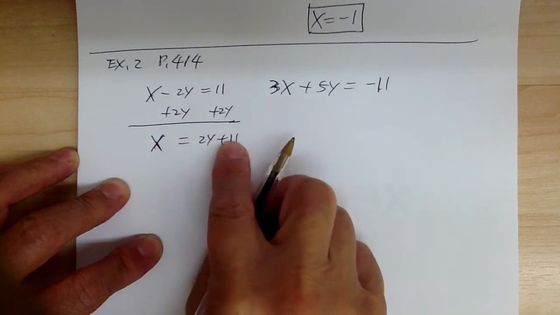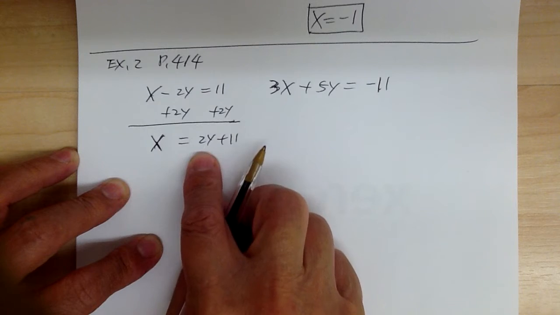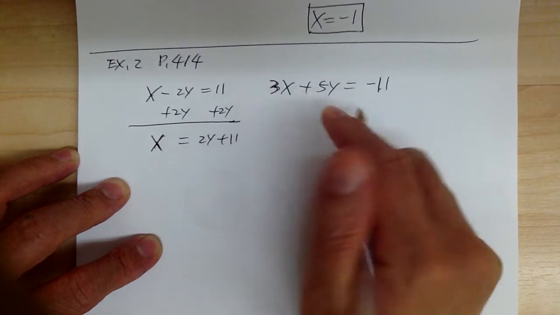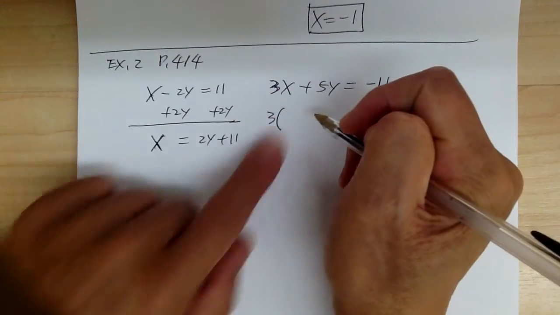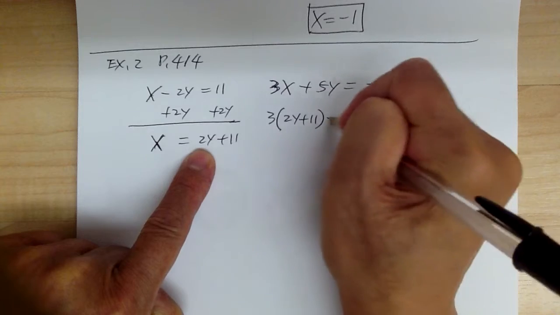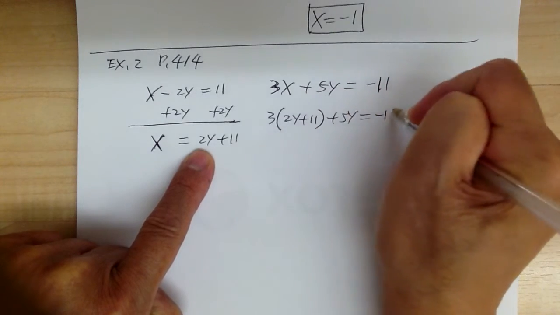You have x equal to whatever or y equal to whatever in order to use the substitution method. So now let's go and substitute in here. So this becomes 3 times, again, x, it tells you what x equals, right? 2y plus 11, plus 5y equal to negative 11.